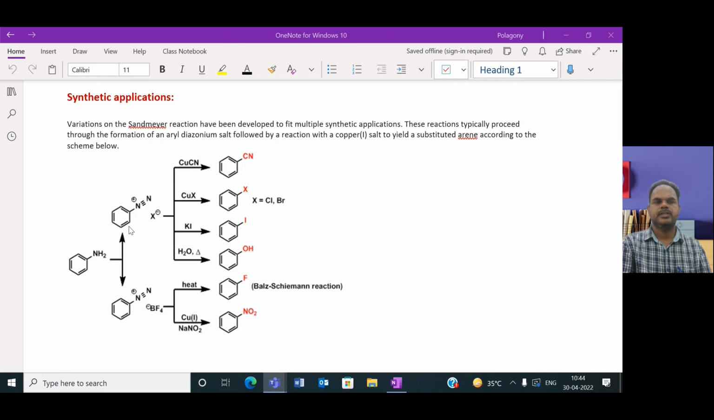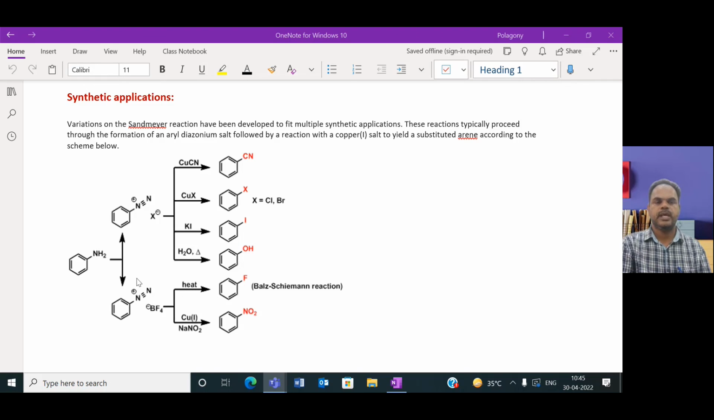From this diazonium structure, when treated with cuprous cyanide, we get cyanobenzene. When this diazonium chloride is treated with the cuprous halide, we get chlorobenzene and bromobenzene. When treated with potassium iodide, we get iodobenzene. When treated with H2O upon heating, we get phenol. Upon heating in the presence of tetrafluoroborate, we get fluorobenzene, the Balz-Schiemann reaction, which is a very important reaction.